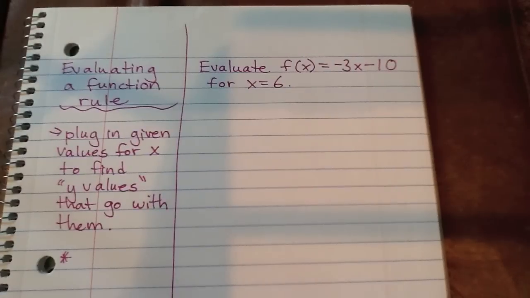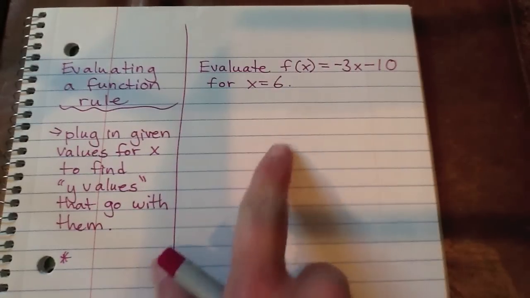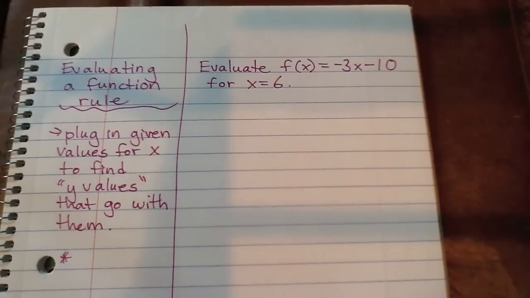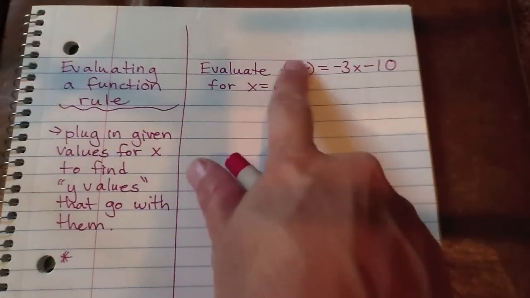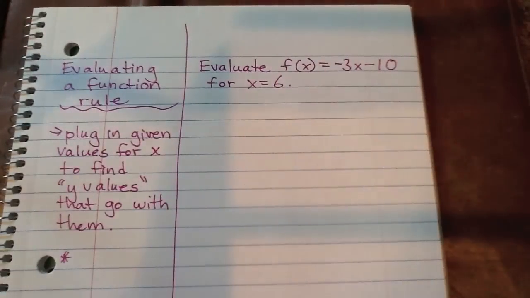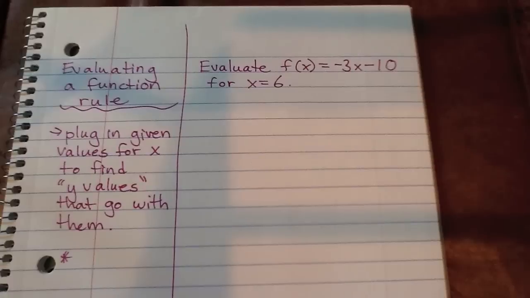Go ahead and write this down, and then once you've written it down, hit pause. Try evaluating this one. It's what we just talked about. Plugging in the given x value. Remember, don't solve for any of this. Try evaluating it correctly, and when you're ready, hit play to watch the answer.